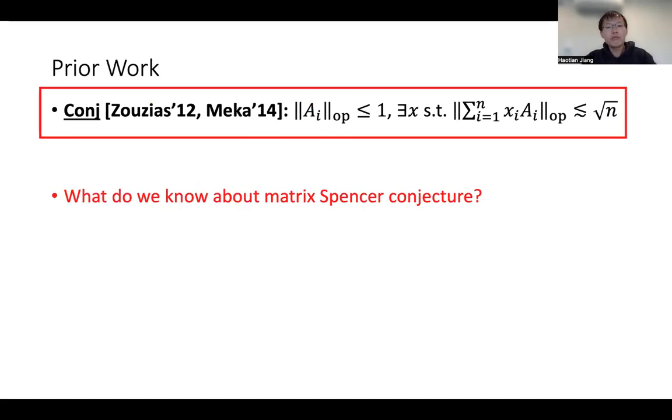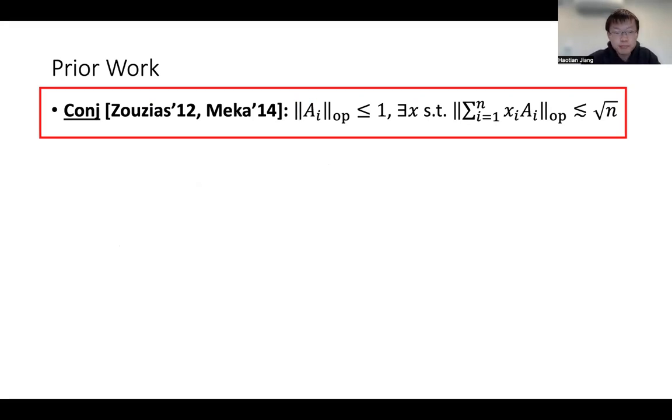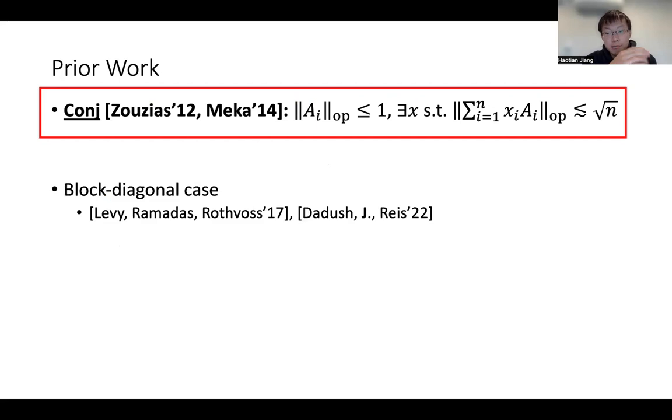Okay, so what do we know about the matrix-Spencer conjecture? Well, there are several special cases where the conjecture has been proved. The first special case is the block diagonal case. This is a generalization of Spencer's classical setting of diagonal matrices to block diagonal matrices. This was first shown by Levy, Ramadas, and Rothvoss in 2017, and generalized by Dadush, myself, and Reis in 2022. Okay. But this direction is going to be very orthogonal to what I'm going to talk about.